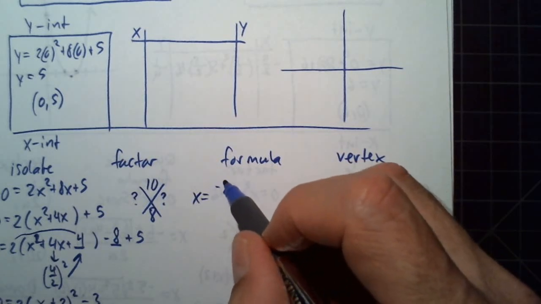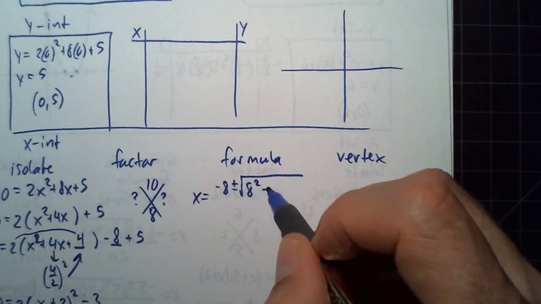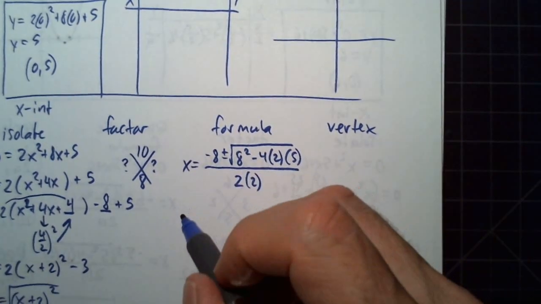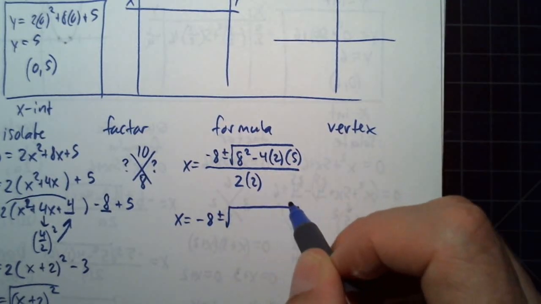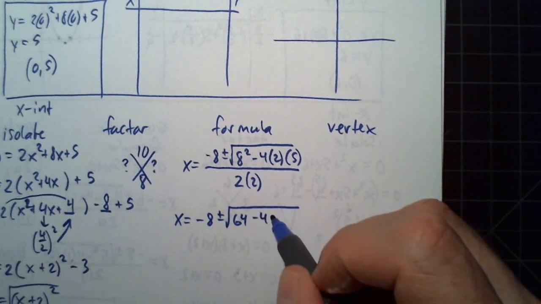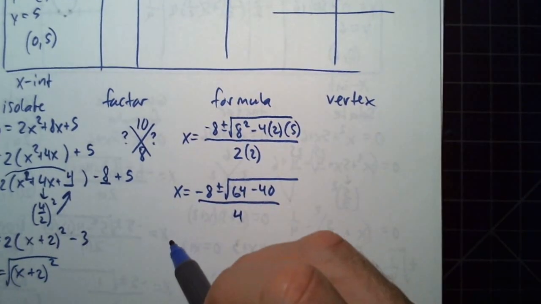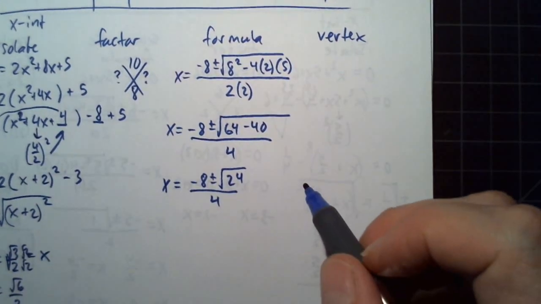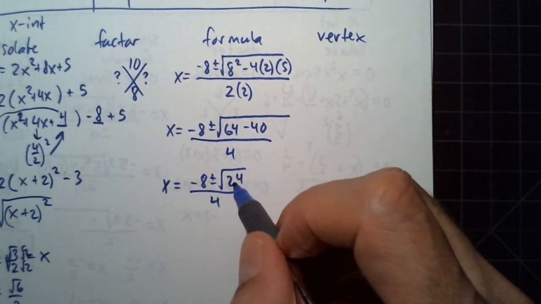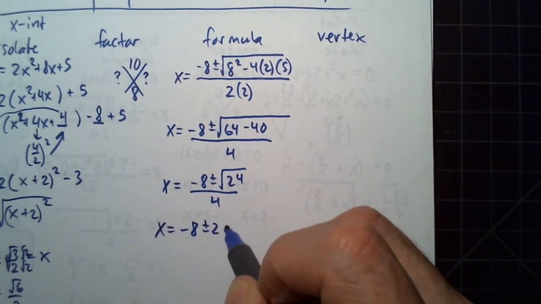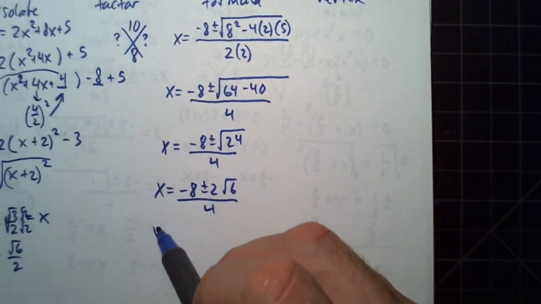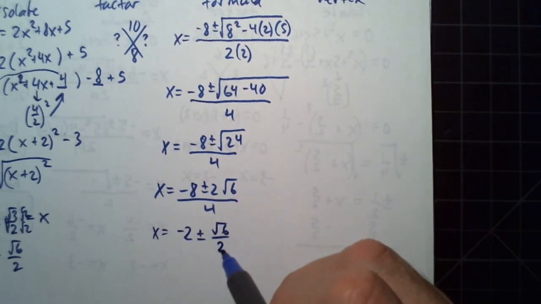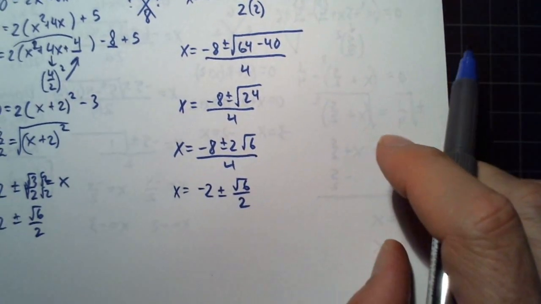Negative b, squared minus 4ac, 2a. Eight times 5 is 40. 4. And then we get 24. So this is 4 times 6. That means we'll take out a 2. 2 radical 6. And we can reduce that. So that will reduce that to a 2. It'll reduce this to a 2. And we get the same solutions as before.